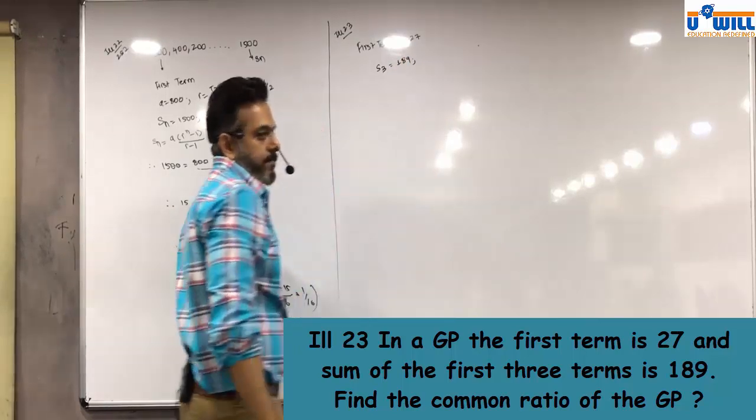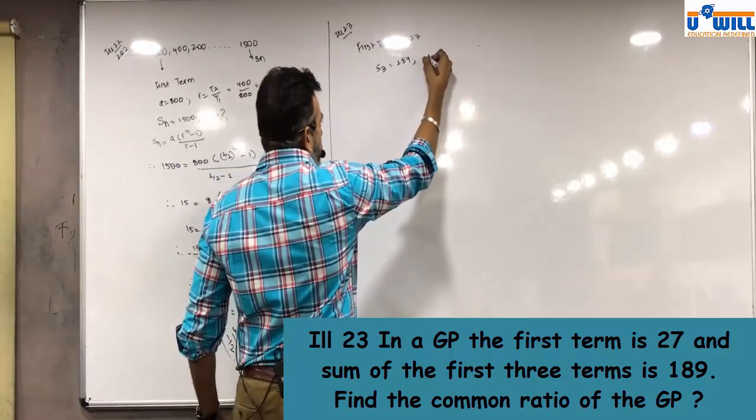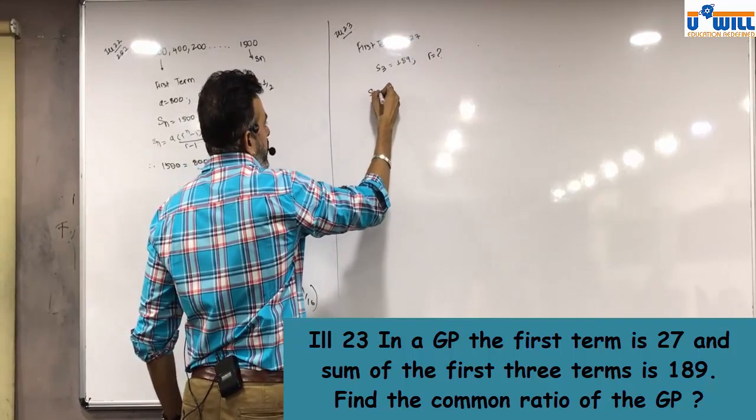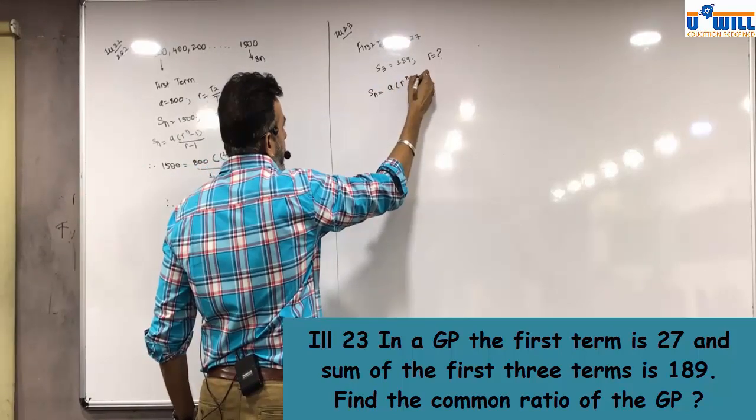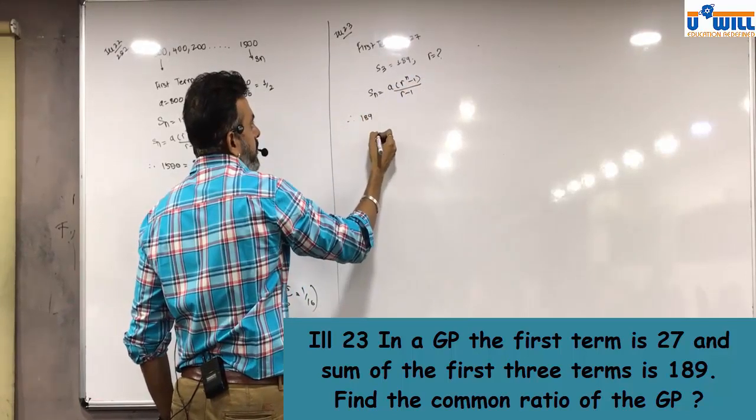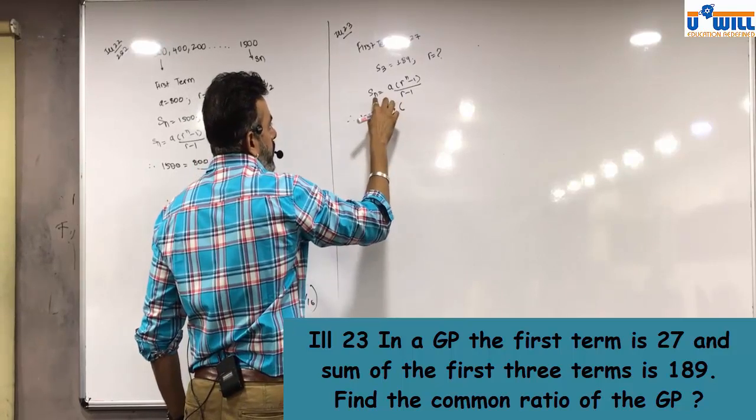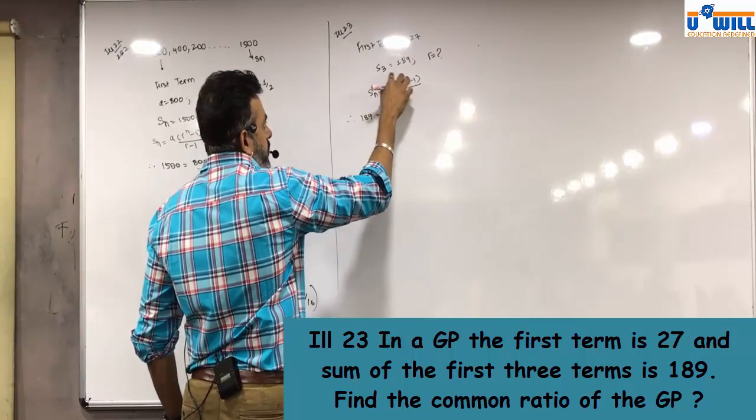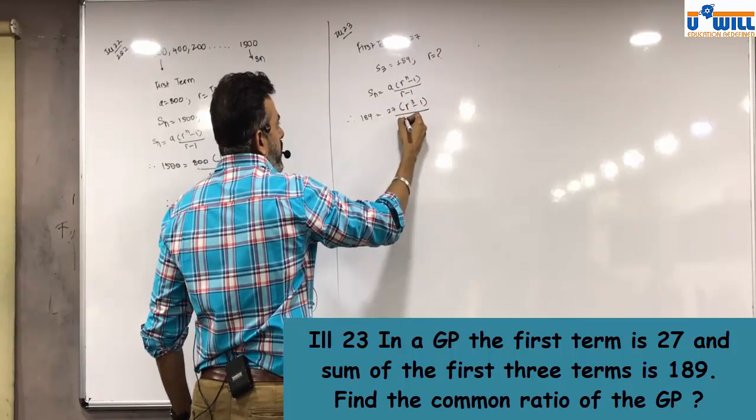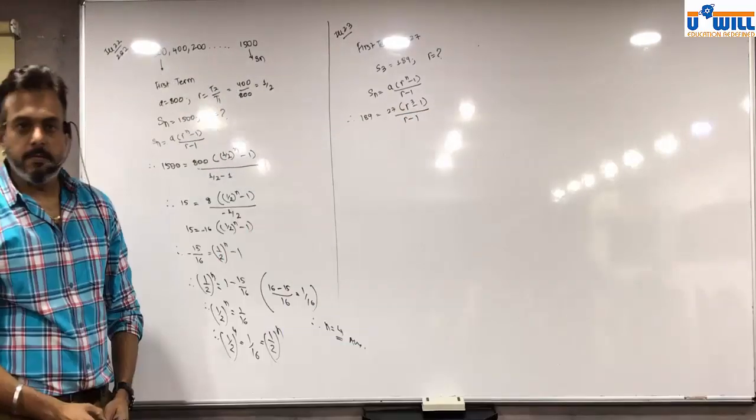What we have to find? We have to find the common ratio, that is R. You write the formula: Sn is equal to A into R raised to n minus 1 upon R minus 1. Therefore, 189 is equal to A is 27. What is n? 3. R raised to 3 minus 1 upon R minus 1.